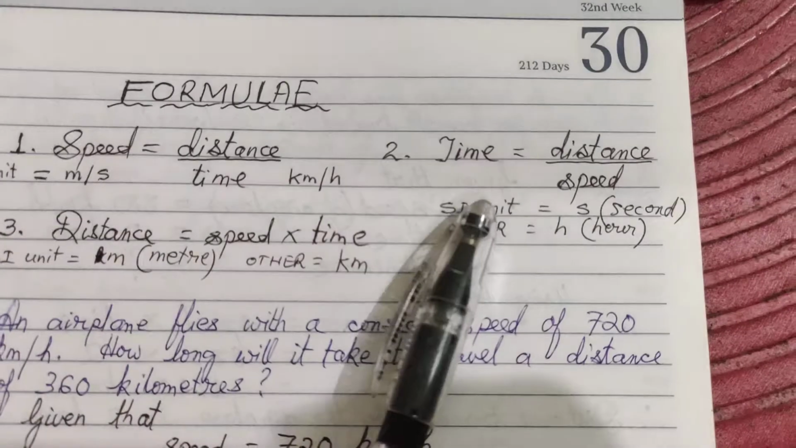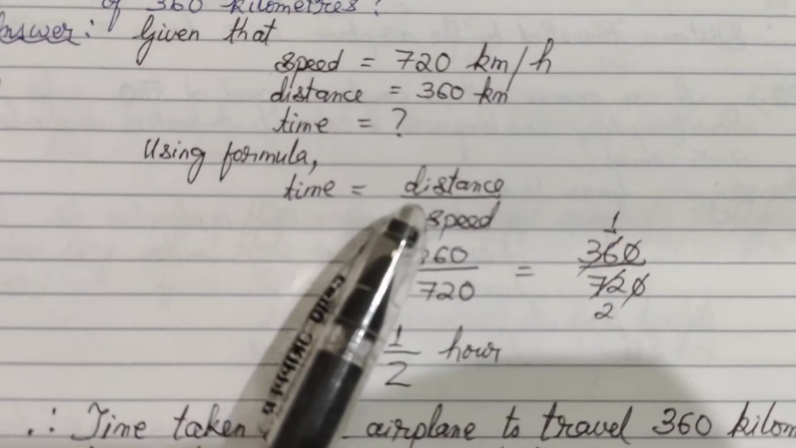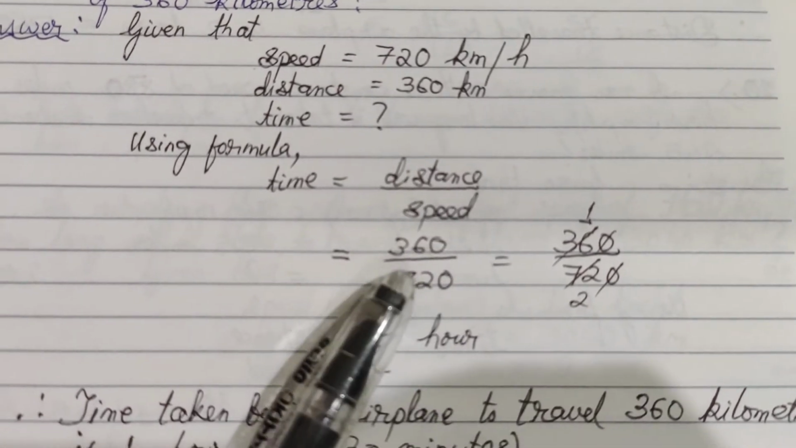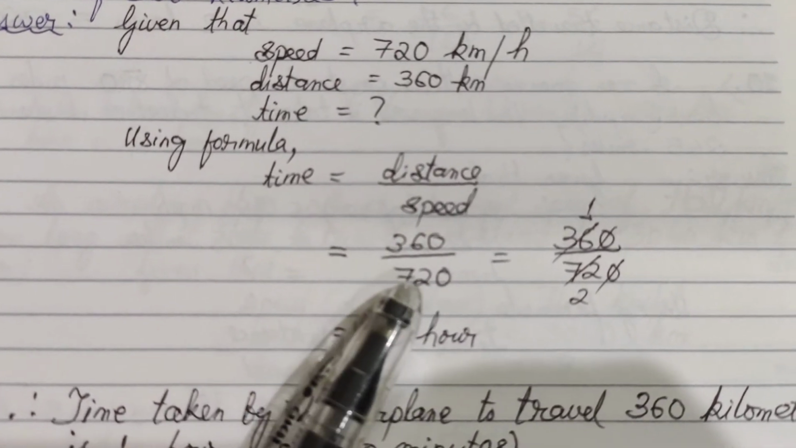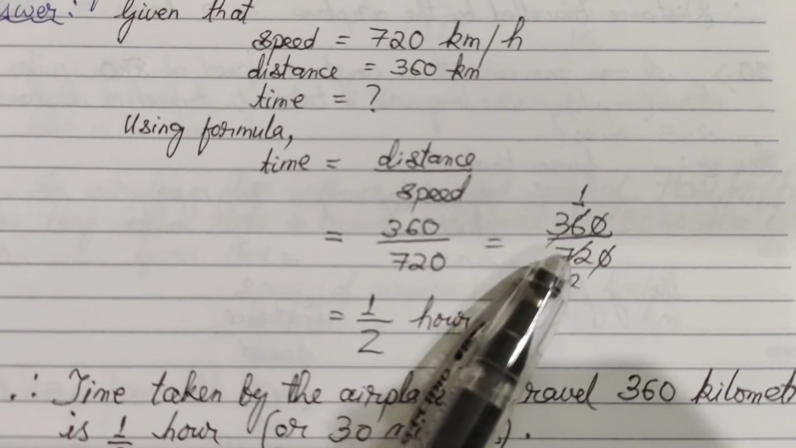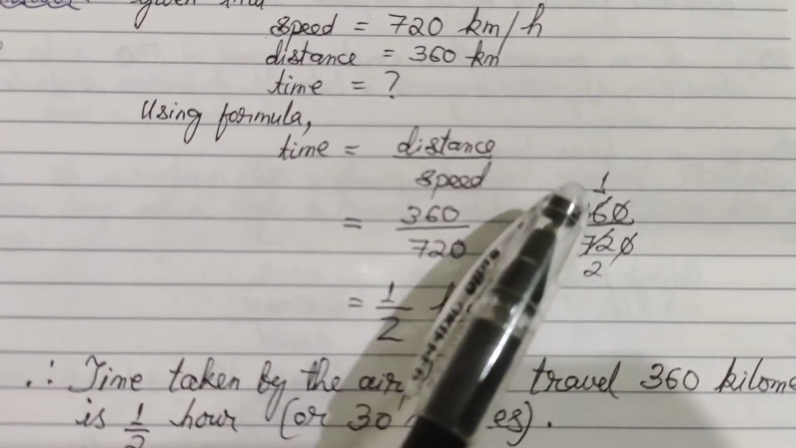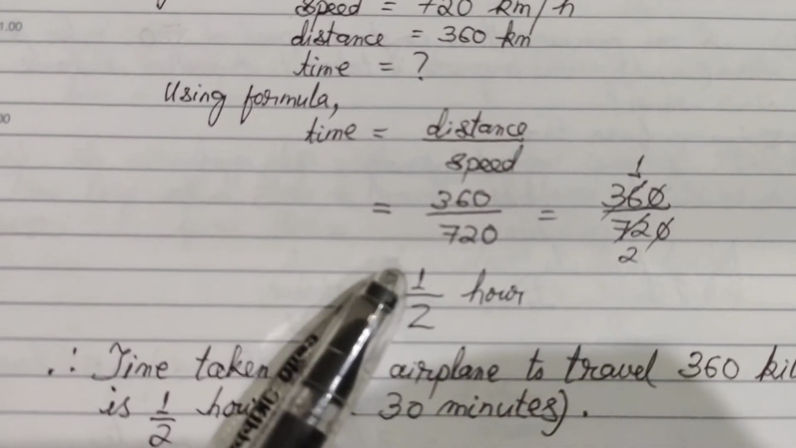So what's the formula for time? This formula, distance by speed. Okay, here time equals to distance by speed. Distance value is 360, speed is 720, 0 cancels. So you have 36 by 72. 36 1 is 36, 36 2 is 72. So 1 by 2.